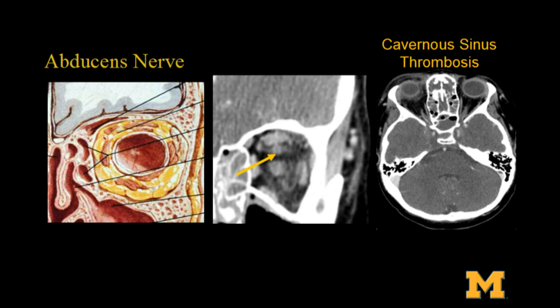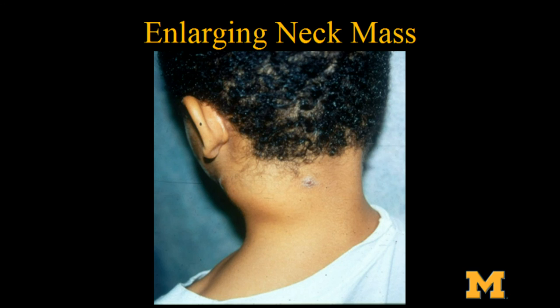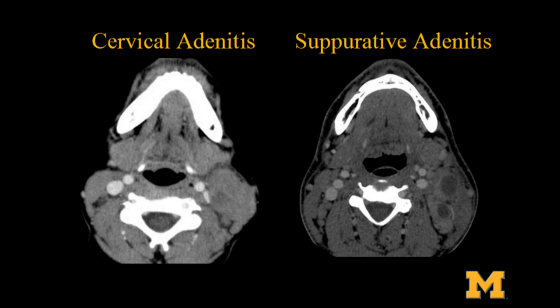So you're in the middle of the night, and the patient comes in with an enlarging neck mass, right? So this is a patient that has an enlarging neck mass, and this is a patient that has a neck mass. Now, there is a subtle difference between this lesion and this lesion, and we can see some low attenuation here. Now, it would be pretty easy to call this an abscess, right? But the true diagnosis is that this is cervical adenitis and this is suppurative adenitis.